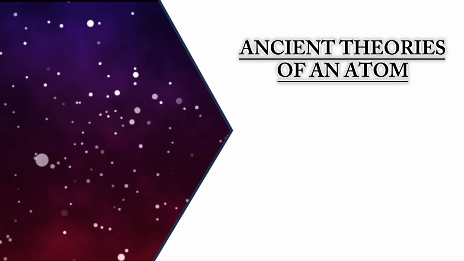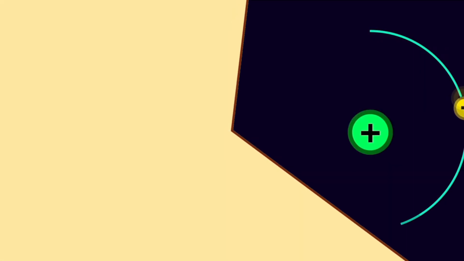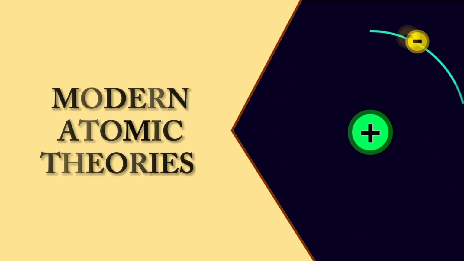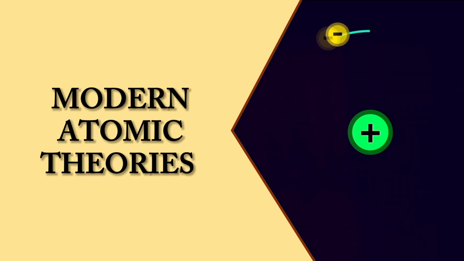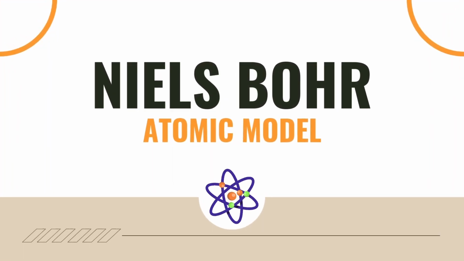Hello everyone! Do you ever wonder how we went from ancient theories about atoms being tiny unbreakable particles to understanding electrons flying around in specific orbits?